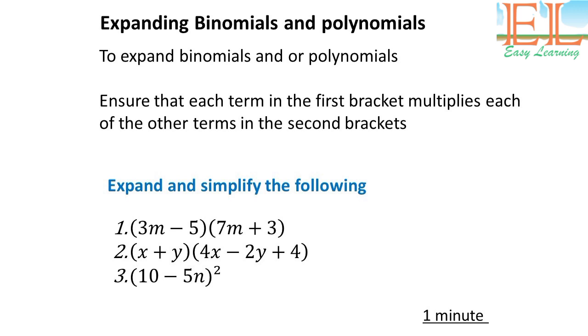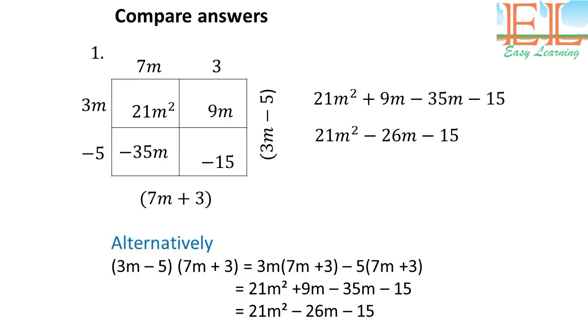3. 10 minus 5n all squared. Let's see how we expand and simplify this. Let's do the first one. Just as we did for 43 times 37, I have broken my 3m minus 5, 7m plus 3 into a tabular form as shown on your screen. So here it becomes so easy for me.